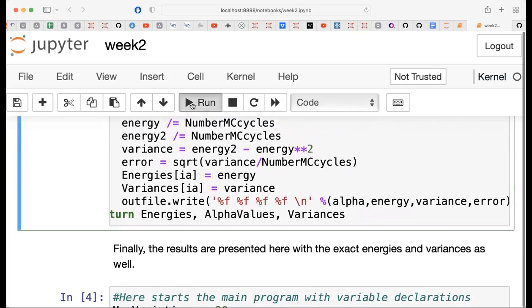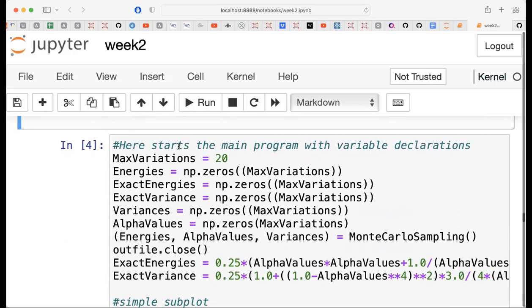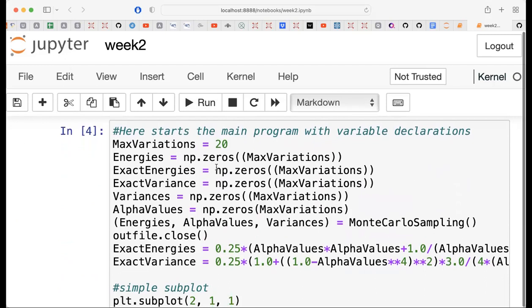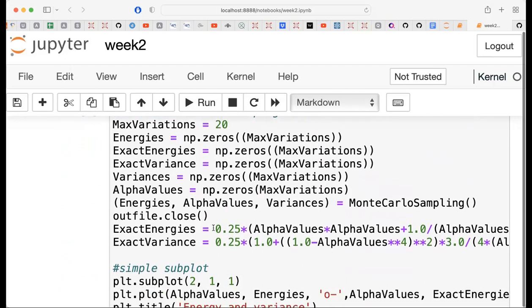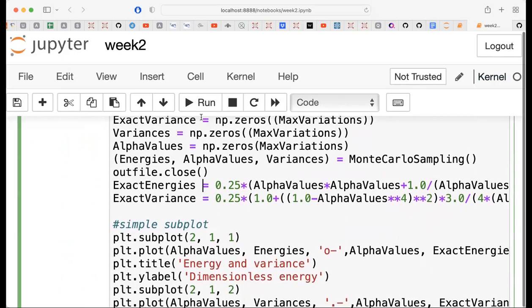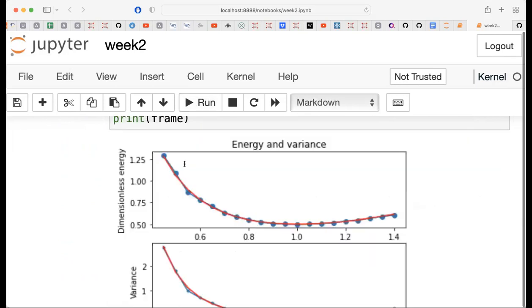So if I run this one, this is where we're going to start. So I have 20 parameters. I define the energies. I also have exact energies. So these are the values which we plugged in during the lecture here. So I'm just plugging in these quantities in order to compare my numerical results with the analytical results. And this will be the first thing we want you to do. So try to do it as simple as possible. And then we can start adding complications.